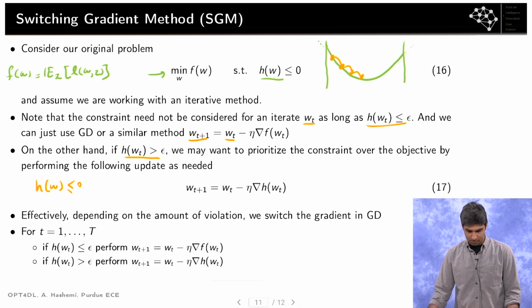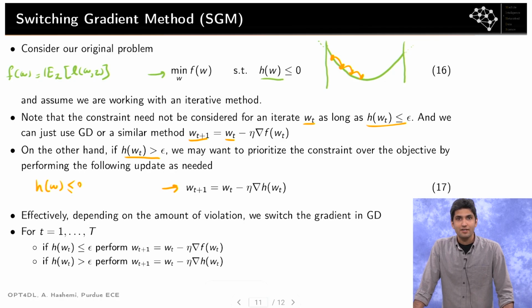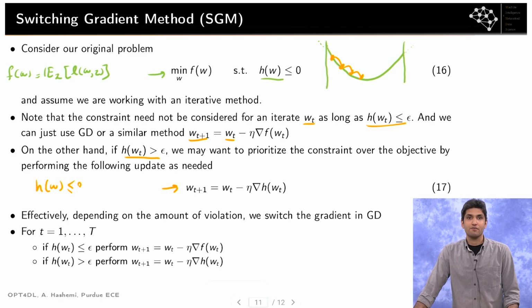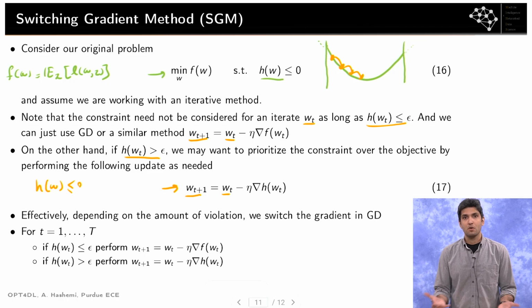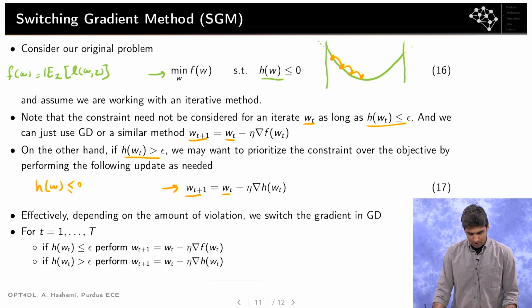So we can prioritize the constraint when we have a solution that is not feasible or is not sufficiently feasible by again applying gradient descent, but this time instead of using the gradient of the objective, we're going to use the gradient of the constraint. That means I'm going to go from the current solution to the next one by following the direction of the negative of the gradient of h, my constraint. And given that this is gradient descent, intuitively, I'm going to find a solution that has a lower h value. Therefore, it is more likely to be feasible.